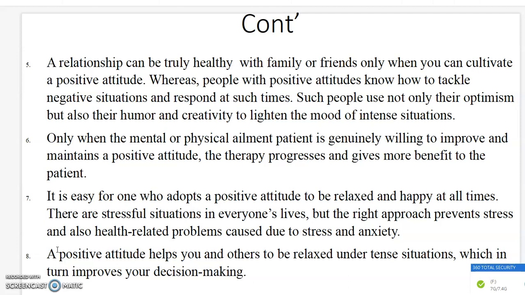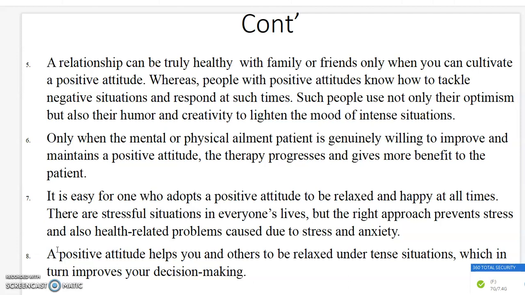6. Only when the mentee or the physical ailment patient is genuinely willing to improve and maintains a positive attitude, the therapy progresses and gives more benefit to the patient.